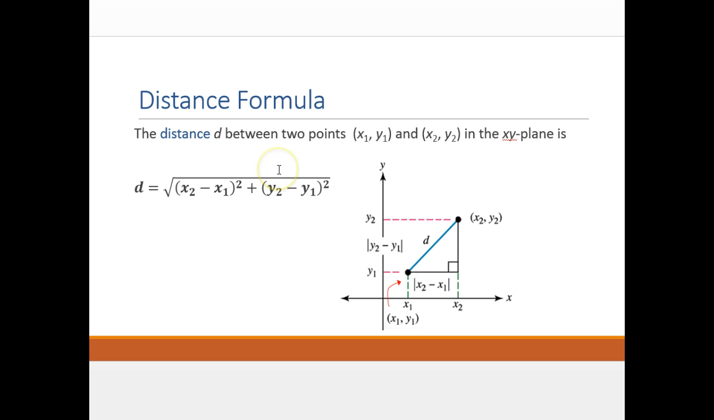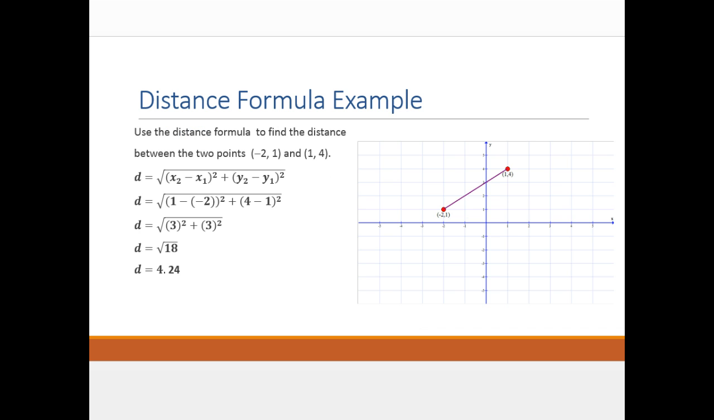And if you remember, your Pythagorean theorem said a squared plus b squared equals c squared. Well, in this case, we're not using c as the hypotenuse, we're using d as the distance, and these are your two sides. Well, how does this work? Let's look at an example.